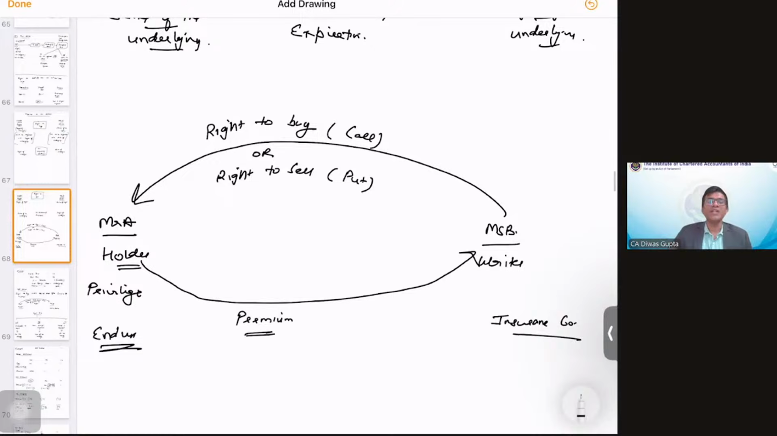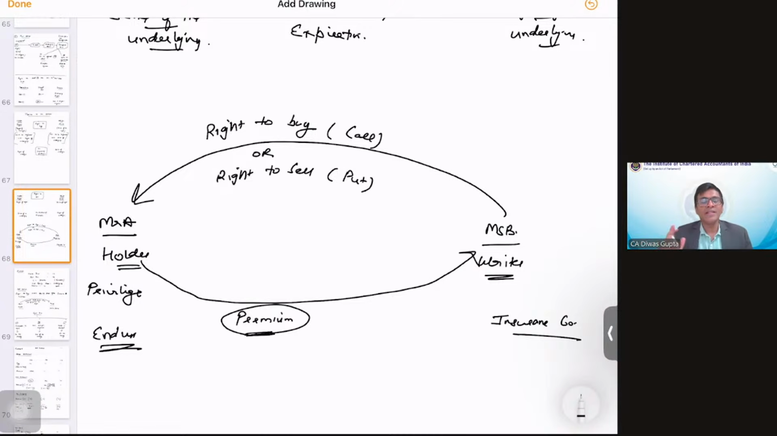And this one chart explained the entire thing. So Mr. A, who is the holder, will give premium to Miss B, who is the writer, right? Why did we say premium? Because Mr. A is covered on both sides.